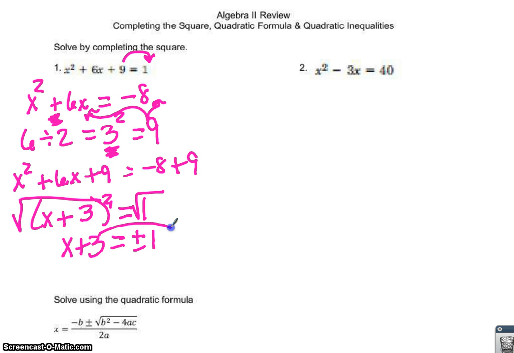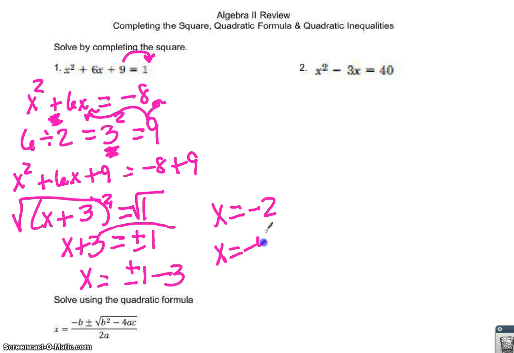Last step is to come over here and bring this 3 to the other side. Remember to do the opposite. If it was a positive 3, x is now equal to plus or minus 1 minus 3. You have to do the opposite. I was catching people not doing that on their homework. So then x is equal to 1 minus 3, which is negative 2, and x is equal to negative 1 minus 3, which is negative 4.